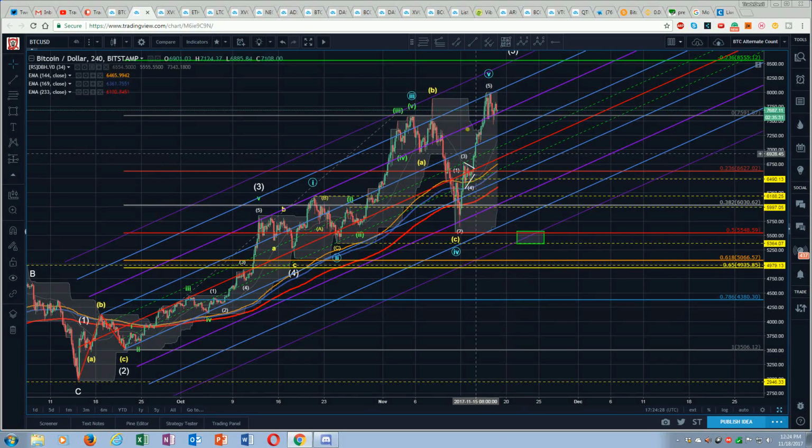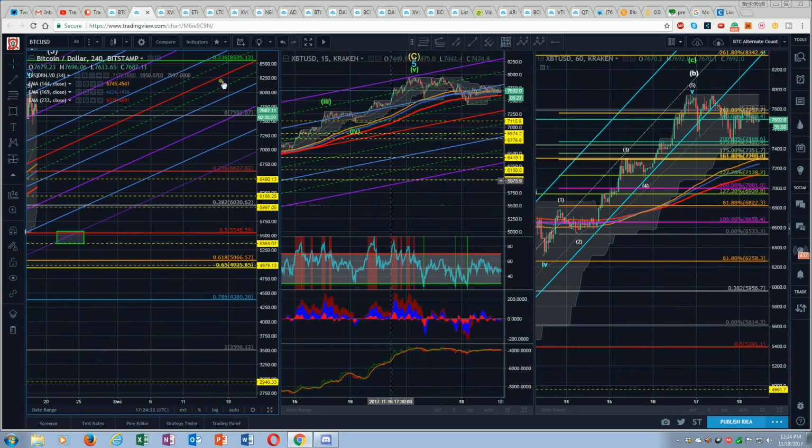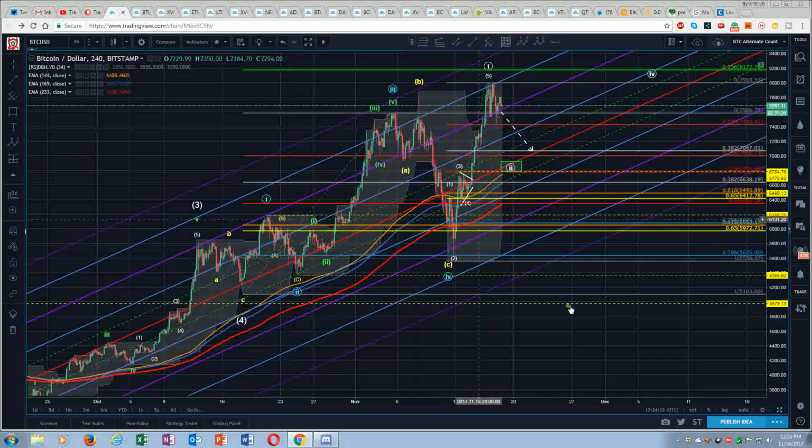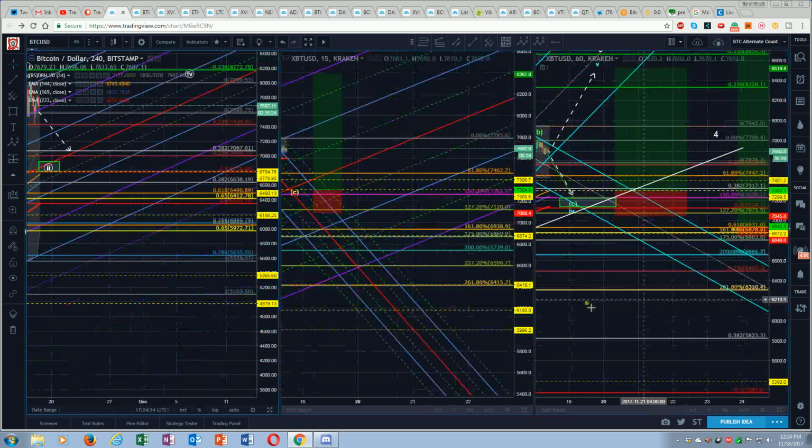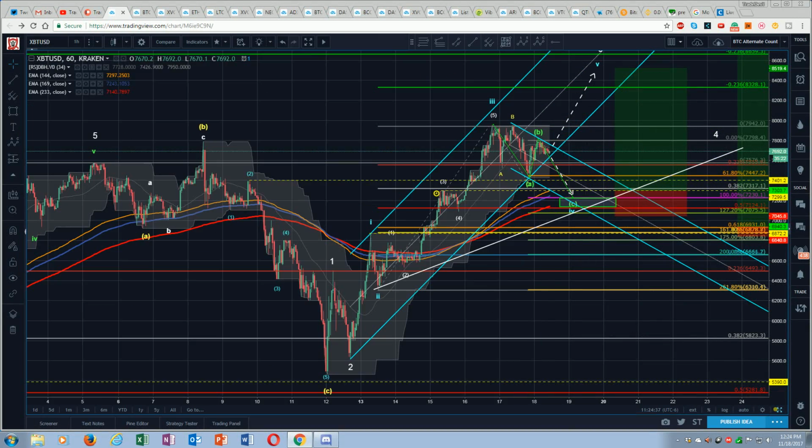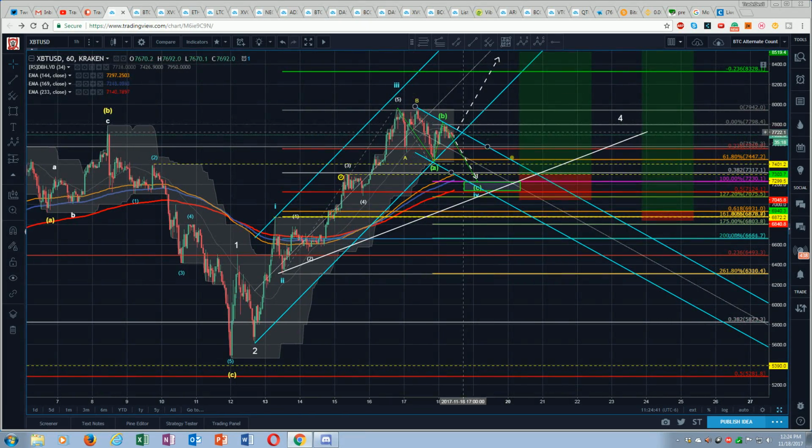Right now, this is my alternate. I'm still looking for buys, as I just showed you. We're still looking for buys off of the hourly, right? This is the one. This is what I'm trading off of, right? Here's where I'm looking to be entering the market, as are many of my members, right? So I like this count.